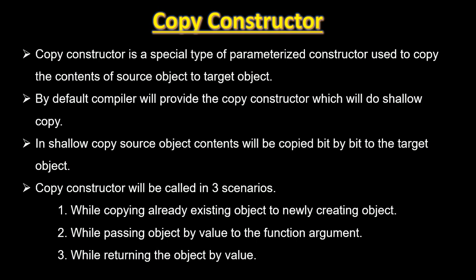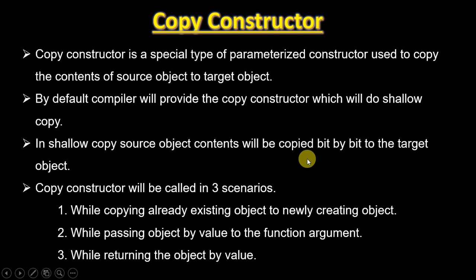Then what exactly is meant by shallow copy? Shallow copy means whatever contents are there in the source object will be copied bit by bit as it is to the target object. For example, if you have object 1, and you are trying to copy the contents to object 2, then whatever contents are present in object 1 are blindly copied to object 2, irrespective of what the contents are.